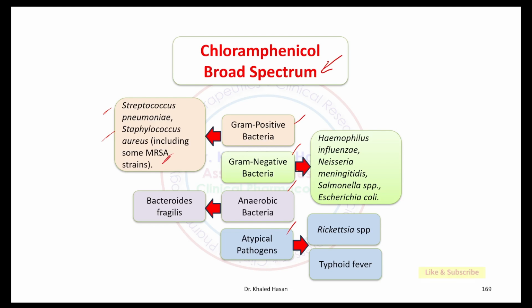Speaking about gram-negative bacteria, we have Haemophilus influenzae, Neisseria meningitidis, Salmonella, and E. coli. All these will be affected by chloramphenicol. Among anaerobic bacteria, we have Bacteroides fragilis, which will be treated with chloramphenicol. For atypical microorganisms, there are two main types: Rickettsia and the organism that causes typhoid fever.